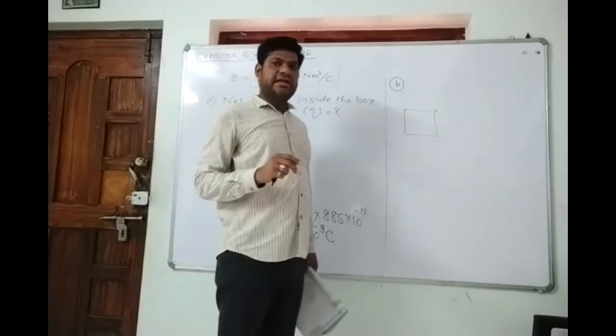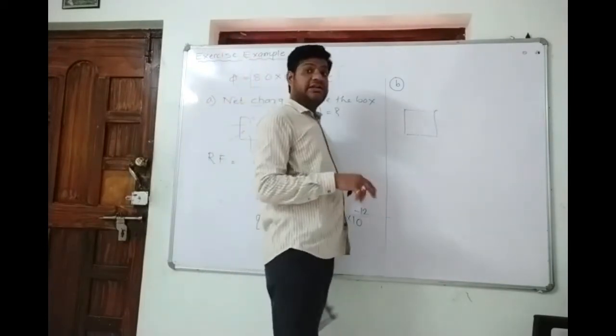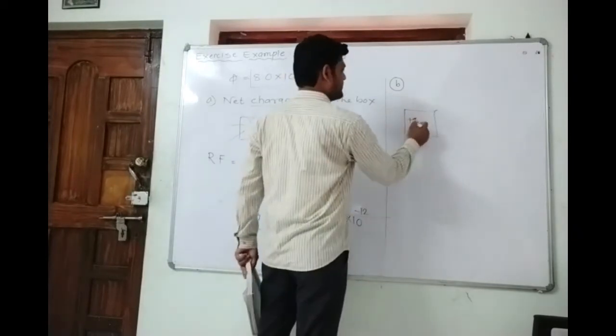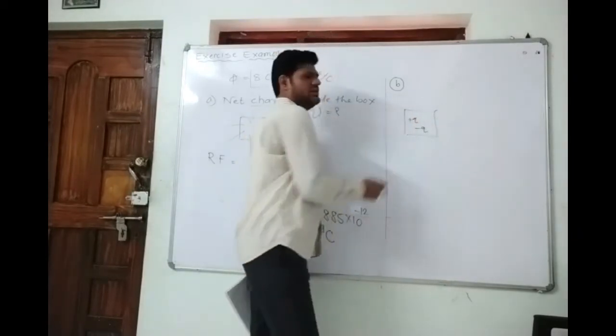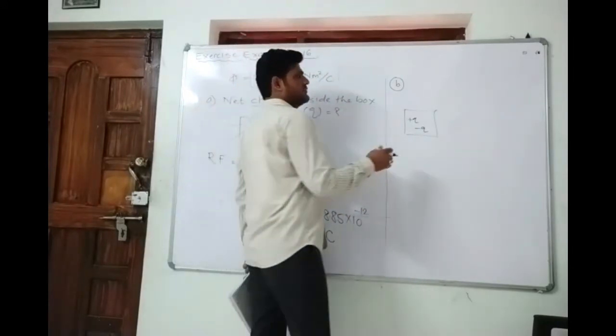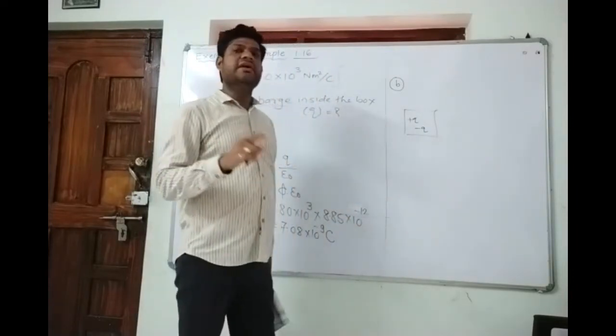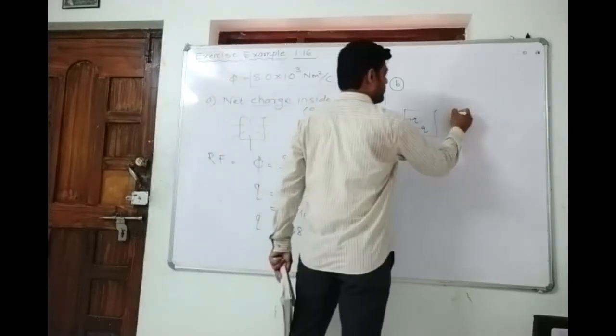And the second thing we can say is that if there are charges, then the total charge inside the box will be 0. Suppose there is plus q charge and minus q charge, and the total charge becomes 0. In that case only, the flux coming out through the box will be 0. Right? See what we are going to conclude earlier.